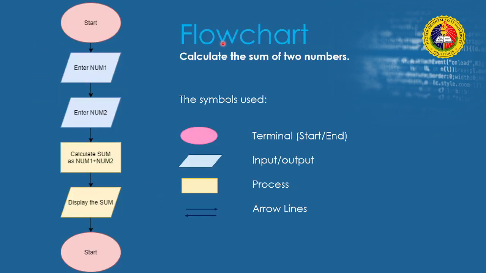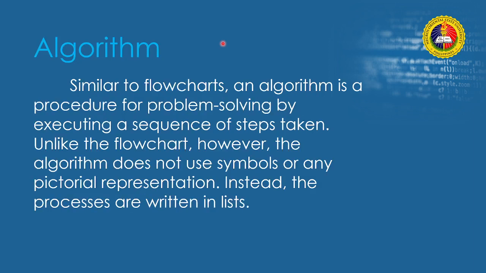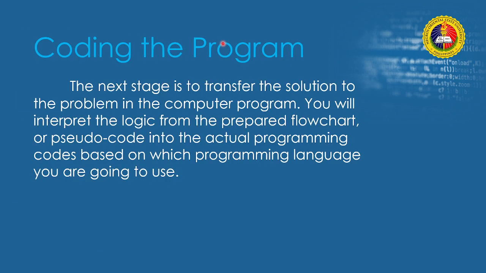All right. The next phase in the program development life cycle is coding the program. And again, we're not going to focus much on this. We'll just focus on the second phase from a while ago. And then again, we have coding the program. The next stage is to transfer the solution to the problem into a computer program. You will interpret the logic from the prepared flowchart or pseudocode into actual programming code based on which programming language you are going to use.